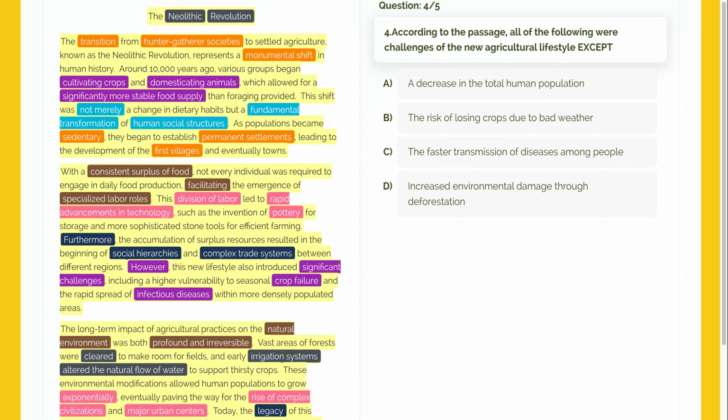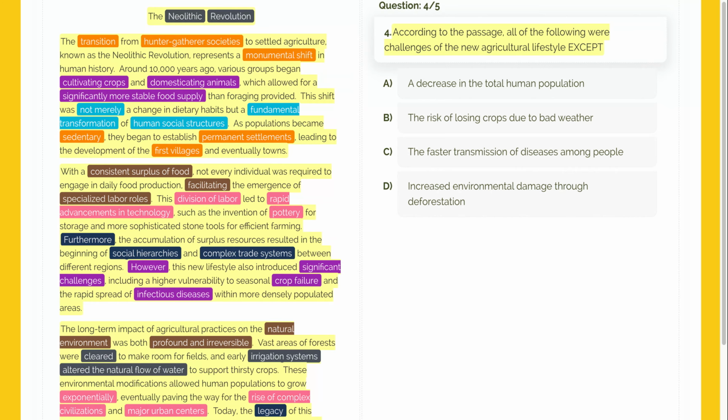Let's jump into the fourth question. This is an except question, which means we are looking for the one statement that is not true according to the passage. According to the passage, all of the following were challenges of the new agricultural lifestyle except. In this except question, we need to find 3 challenges that are in the text and one that is not. We should look at paragraph 2 and 3 for negative consequences. To solve this, scan the text for words like challenges, vulnerability, or impact. The one choice that isn't mentioned as a problem, or that is actually a positive, will be our answer.